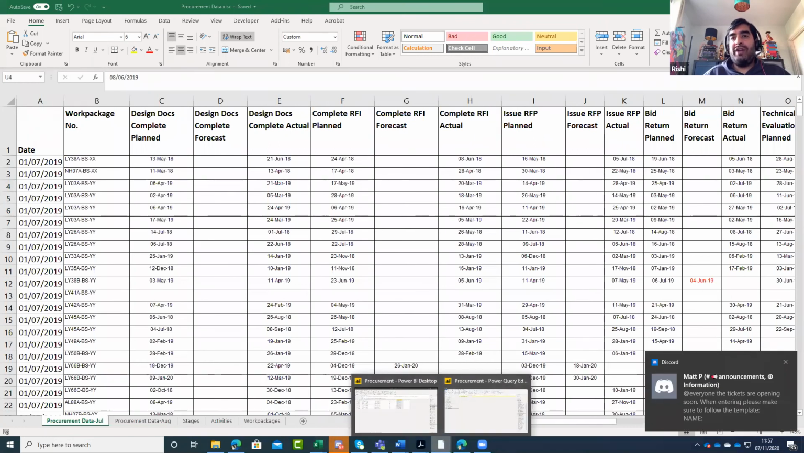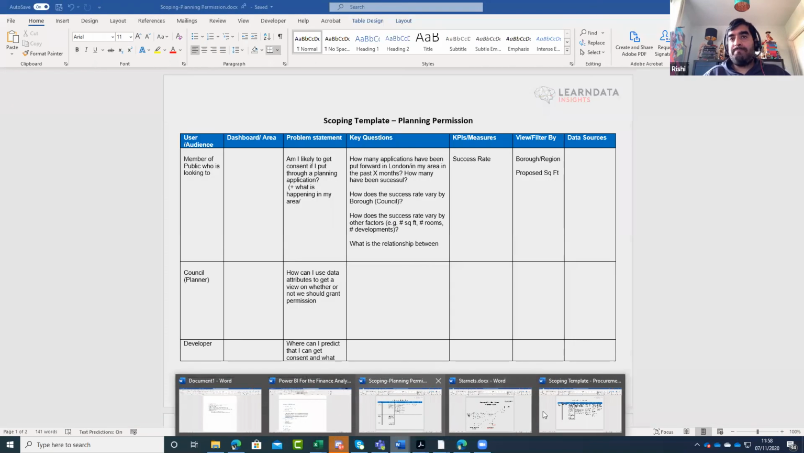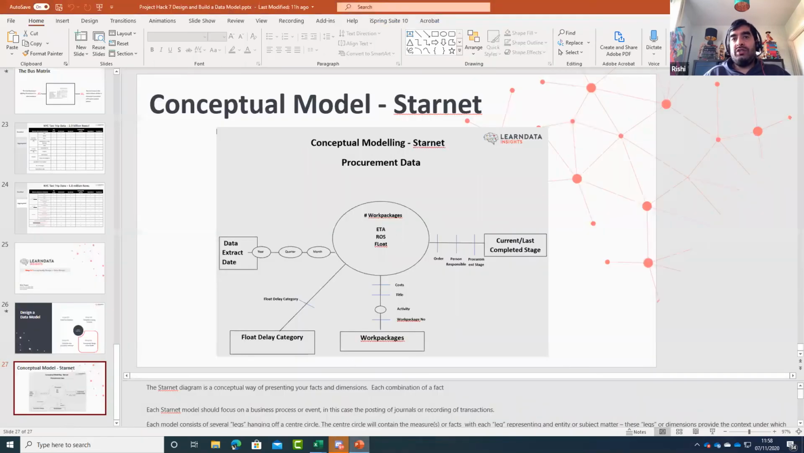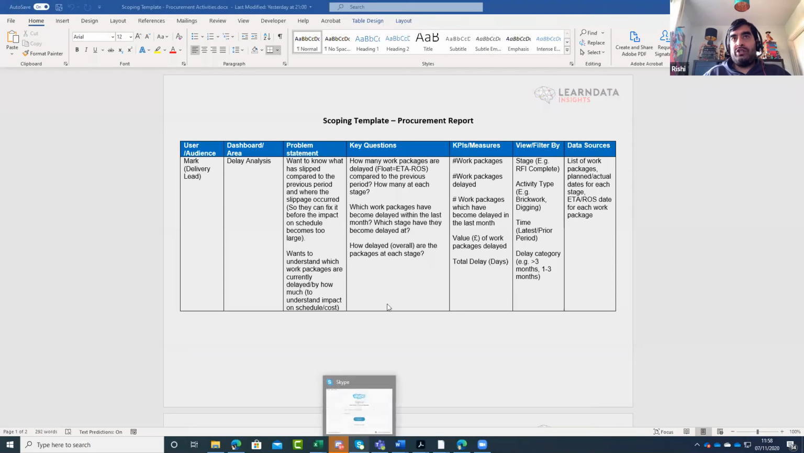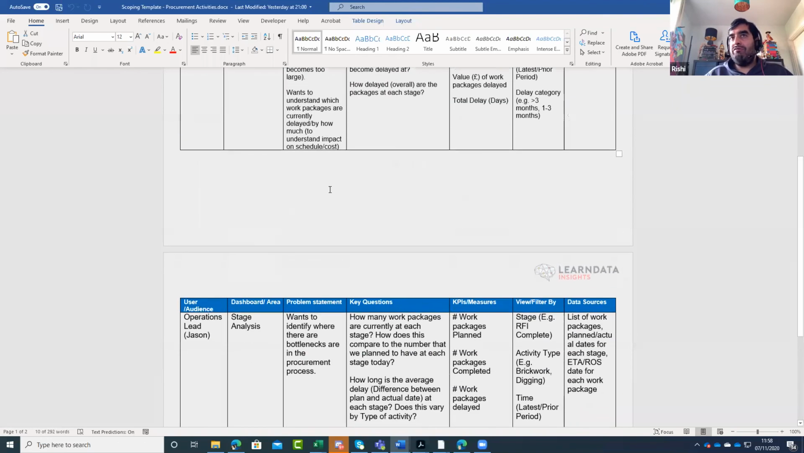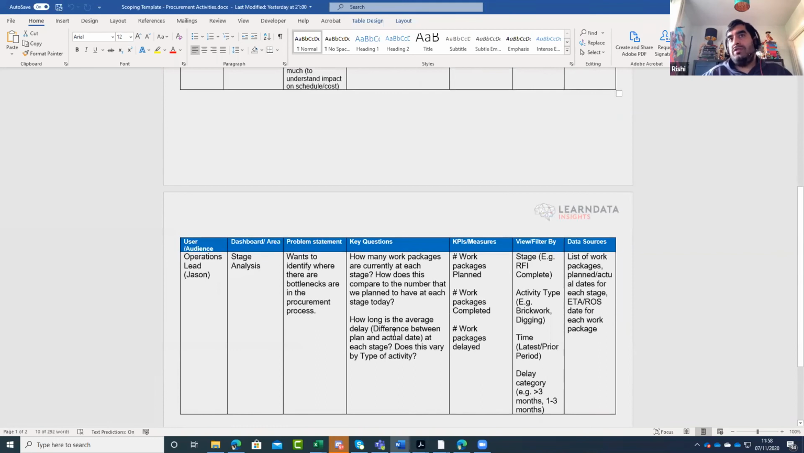So here, by designing our data model up front, we can then also go back to the scoping and say, actually, from this data model, can we answer these questions? Will we be able to answer the question of which work packages have come delayed within the last month? Yep, because we've got it by date and we've got it by stage, or whatever it is. So we can go back and really start to look at how we can answer those business questions. This is the kind of planning activity that I think will be very useful for you to do as a start as you go now into the hack.